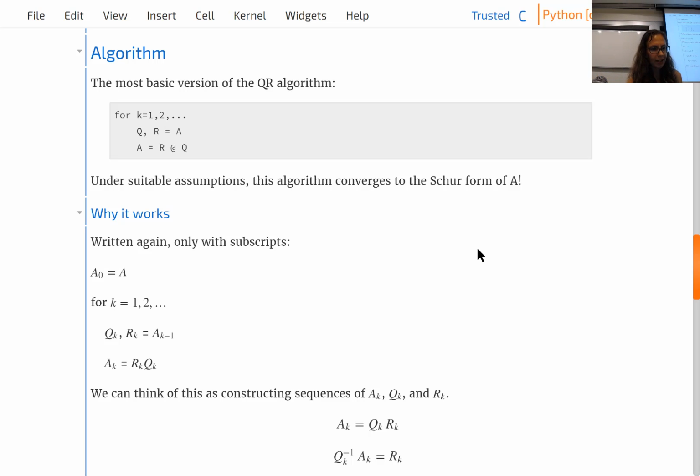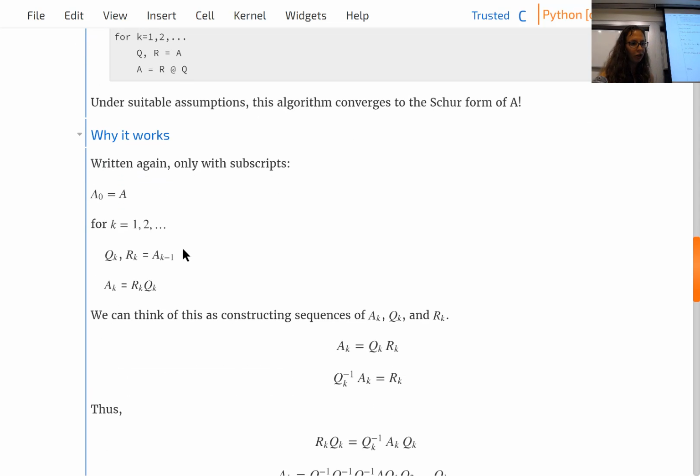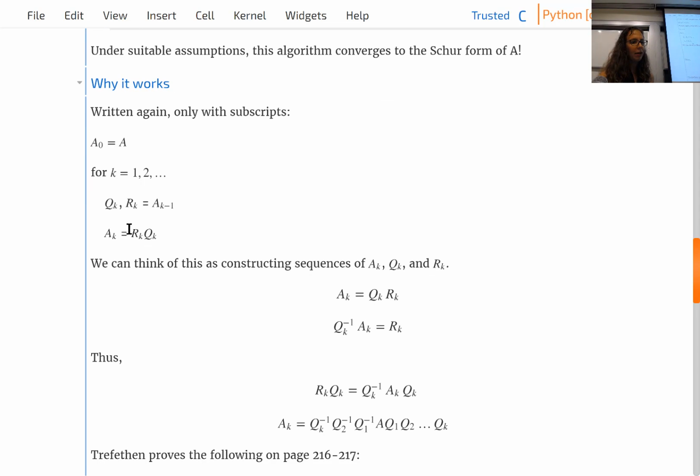So now I've written this. Here I've got some pseudocode. I've written it again with subscripts. And so I'm saying Q_k, R_k is equal to the A from your previous iteration. So that's just the QR factorization. And then we're setting our next A_k equal to R times Q, which is different than the matrix we just factored, because we're taking the factors and switching their order.